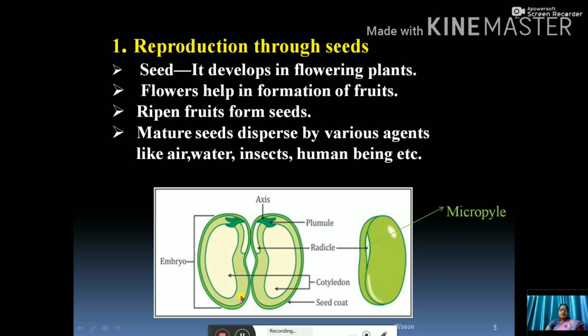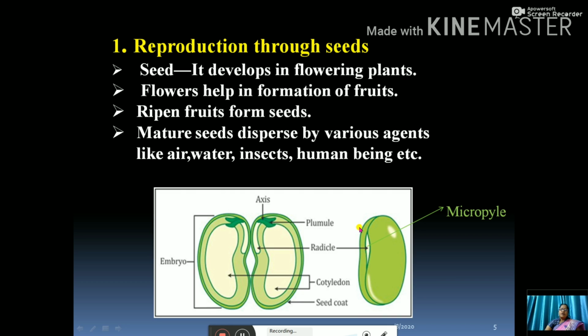See here, the seed of bean is given. The bean seed is soaked and divided into two equal halves. It is very clear that they contain two seed leaves. So this is how the structure is shown to you, this is the whole seed.